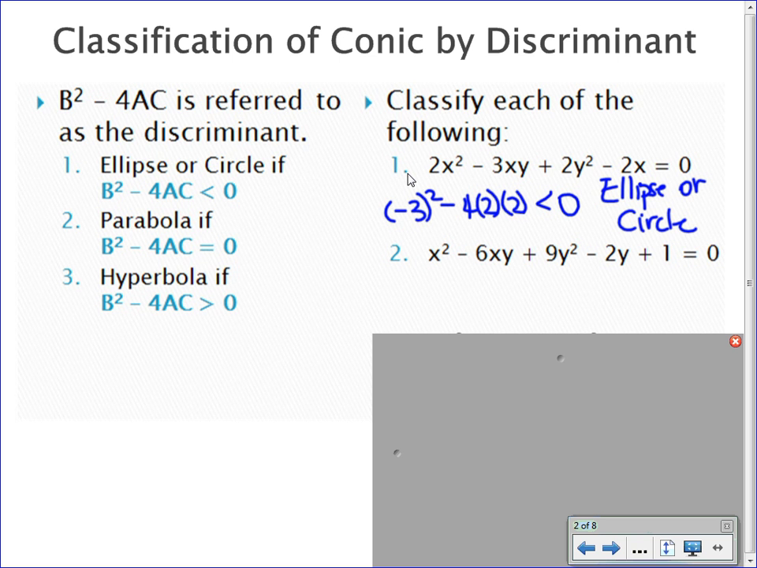Okay, so what is b? So b squared minus 4 times a times c. So I have 36 minus 36, so we have a parabola. Yay.